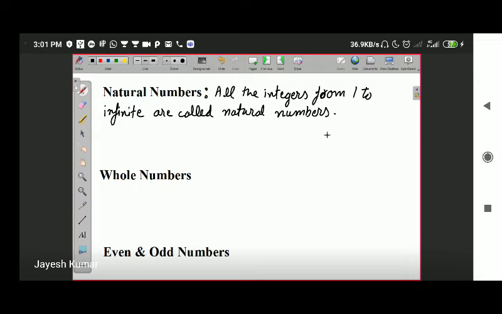In the number line, all the integers to the right of the 0 are called natural numbers. Once again we are talking about integers only. 1.6 is not a natural number. And one more thing, we call natural number as counting numbers as well.